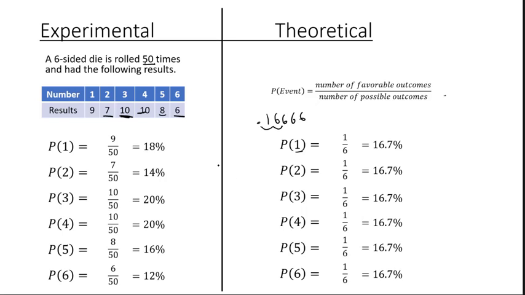So in this lesson, we've learned the difference between experimental and theoretical probability, and we've learned how to find the experimental probability based off a particular trial.